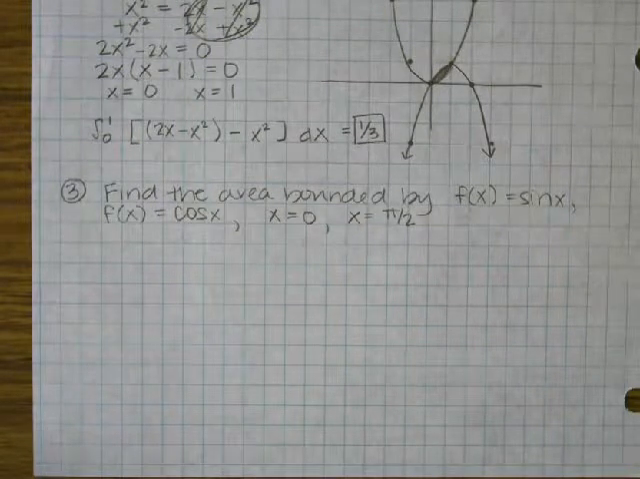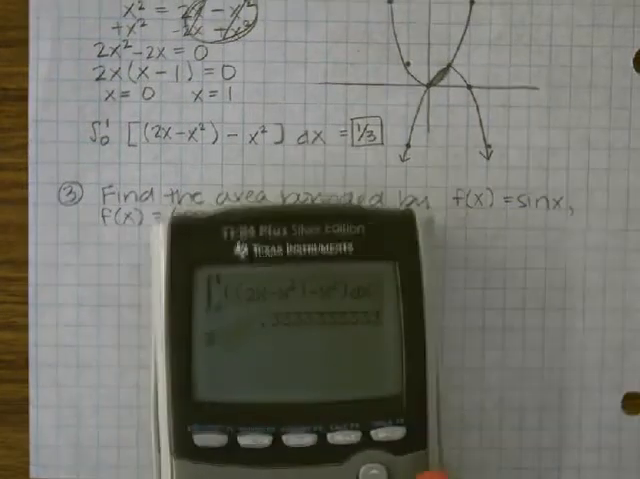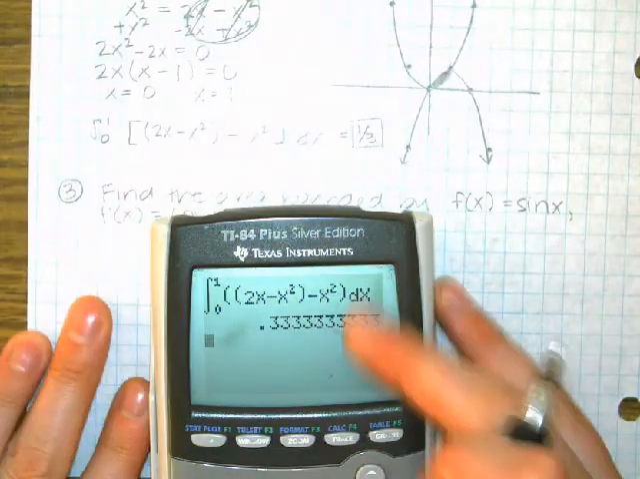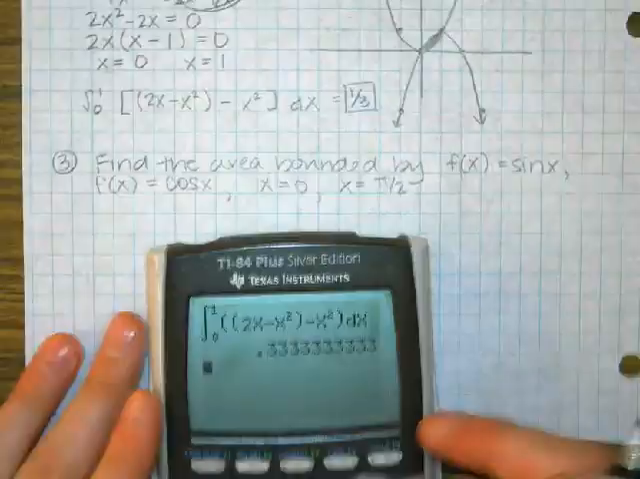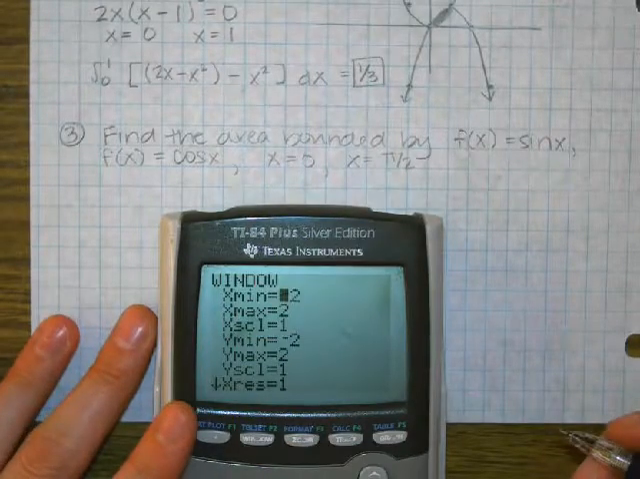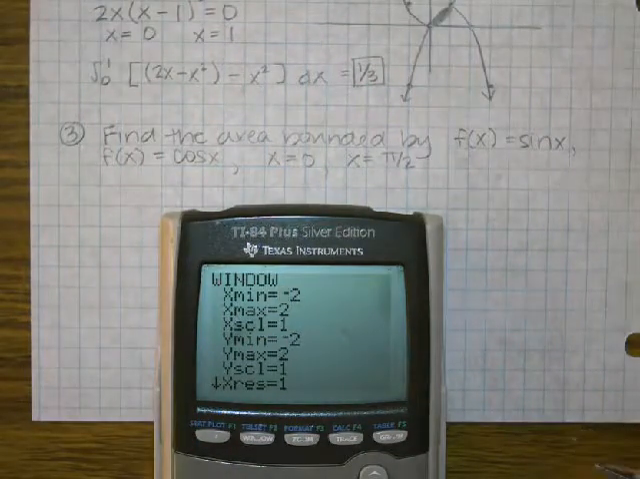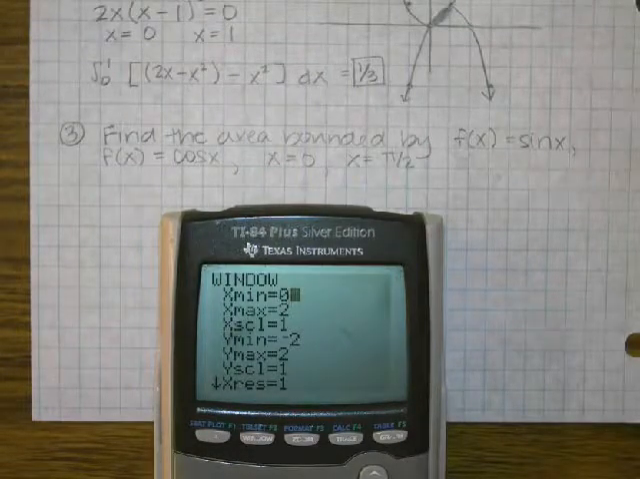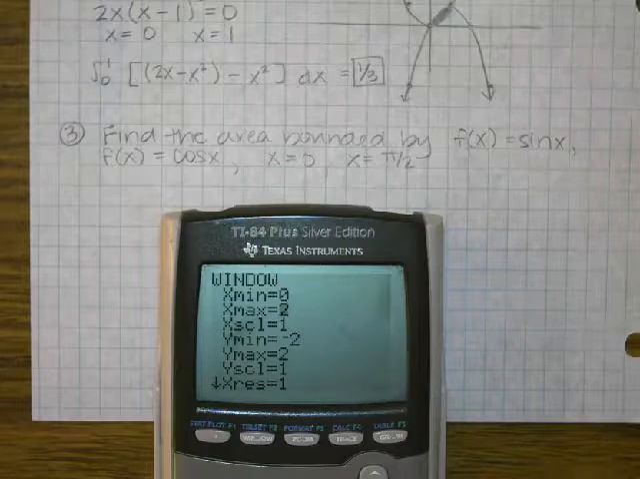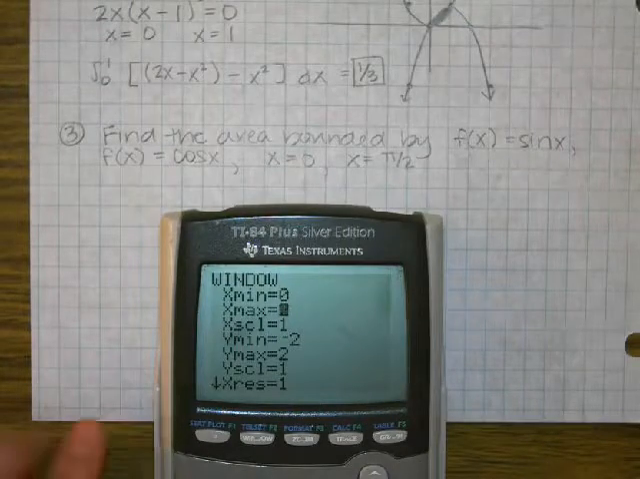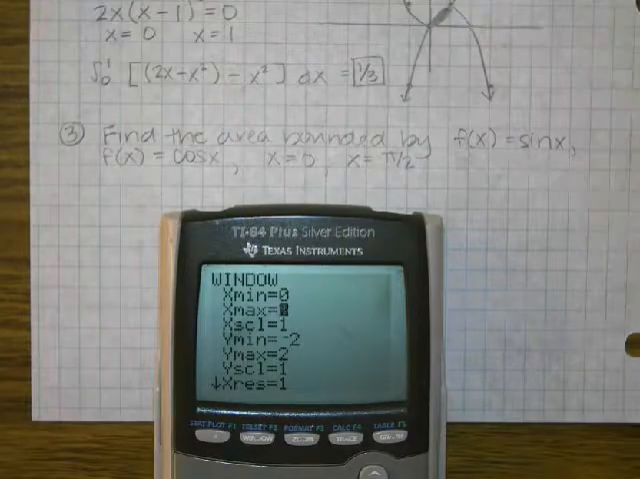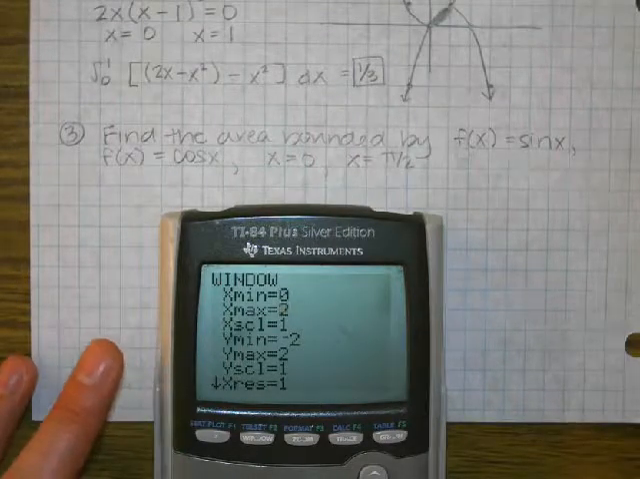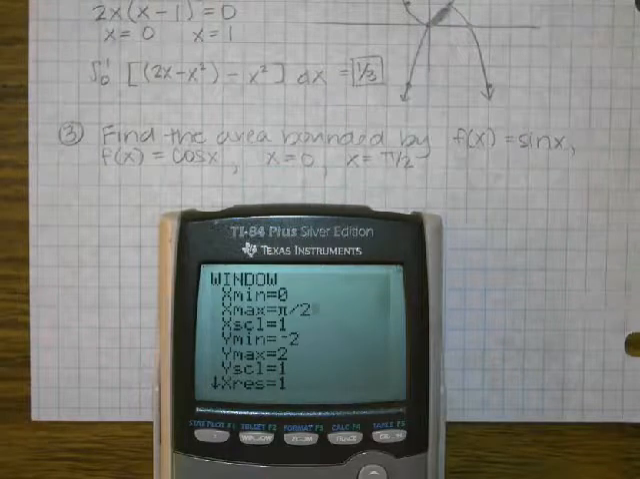All right. Okay. Calculator. Go ahead and put your calculator in front of you. We're going to mess with the window first. So go ahead and hit your window button. What is the lowest x value I should see on my window? 0. What is the biggest x value I should see on my window? Pi halves. We can do pi halves.